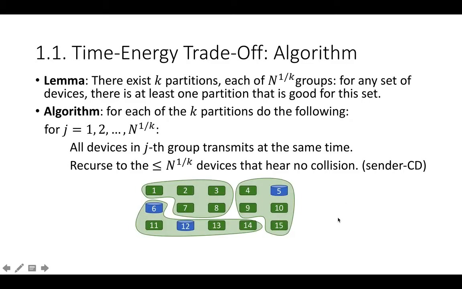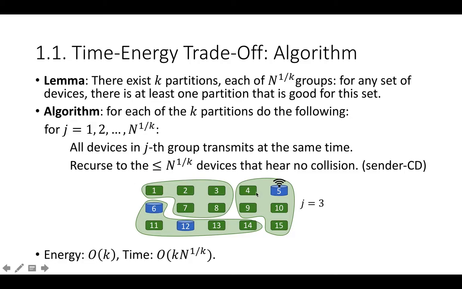So here is an example. When considering this partition, all the devices in the first group speak first, and then all the devices in the second group speak. They will hear collision, so we will not recurse down to this group. And then all the devices in the third group will speak at the same time. And since there is only 1 device in this group, it doesn't hear collision.